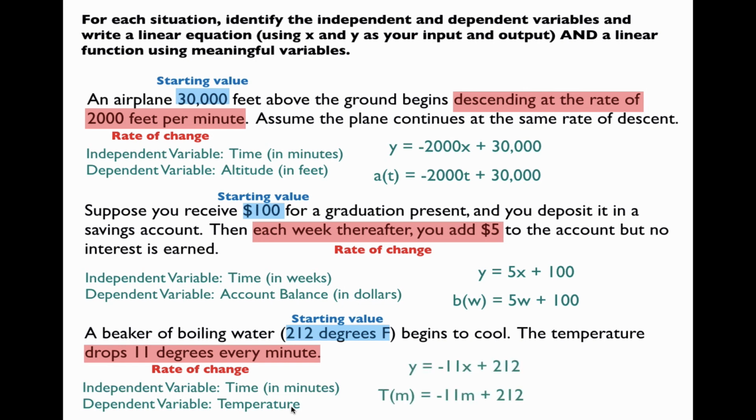And of course, here are the two functions. Y equals negative 11x plus 212. So y equals negative 11 degrees every minute plus a starting temperature of 212 degrees. And you could have used anything you wanted here, just as long as they're meaningful. And that's it. That's the whole exercise.